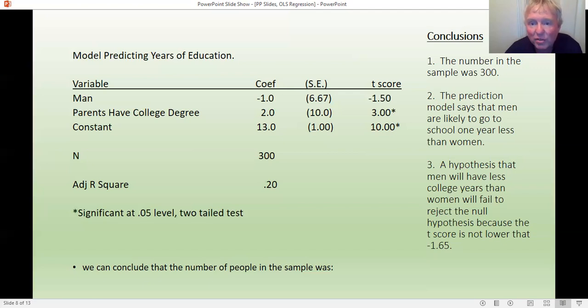than the -1.65 required. So if that's the case, remember that in the regression, it gives you basically a mean prediction. And what happens here is men overall, all things equal, are expected in the model to have 1 less year of education than women. But that 1 year is not statistically significant. So on a hypothesis test, that would fail to reject the null hypothesis.